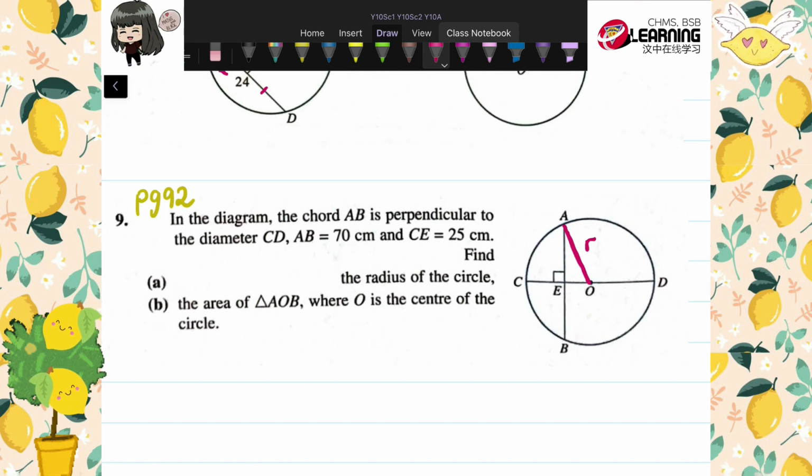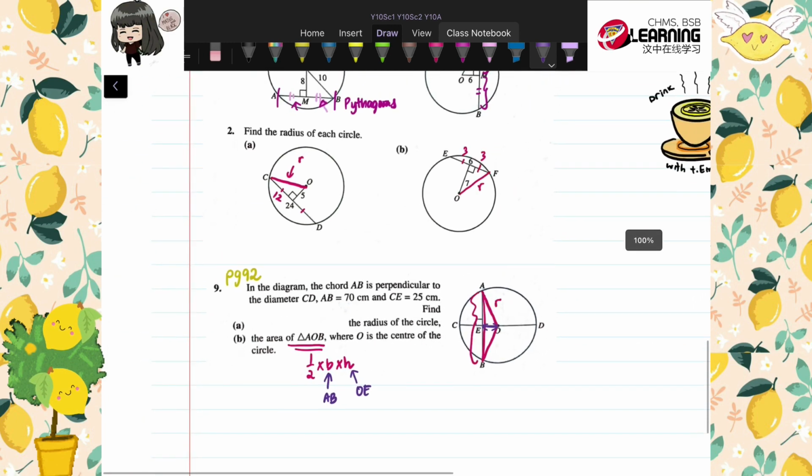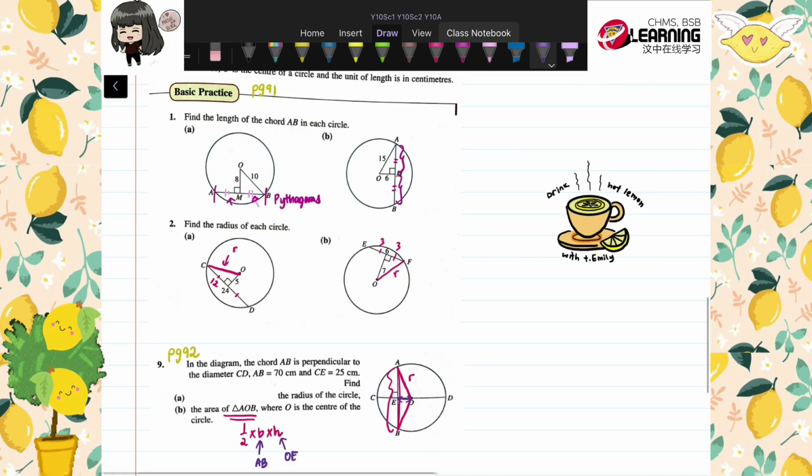And then B is the area of OAB, the area of this triangle. This triangle is half base times height. Your base is basically AB, the length of the chord AB, and your height here is OE. So half times base times height to find the answer. Okay, I gave you much hint already.